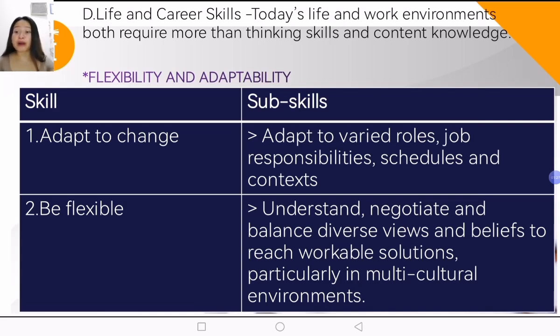Flexibility and adaptability is one of our basic and fundamental roles to play. We need to be flexible and adaptable in terms of the many changes. Since change is really inevitable, that should not be a hindrance for us to adapt, since change is our partner, diba? Change is already uncontrollable in nature. So one of its skills is to adapt to change. When there is a need to change, there is a certain problem to address. So it is one of the top roles of a 21st century literate to adapt to change, because based on its sub-skill, to adapt to varied roles, job responsibilities, schedules, and contexts.